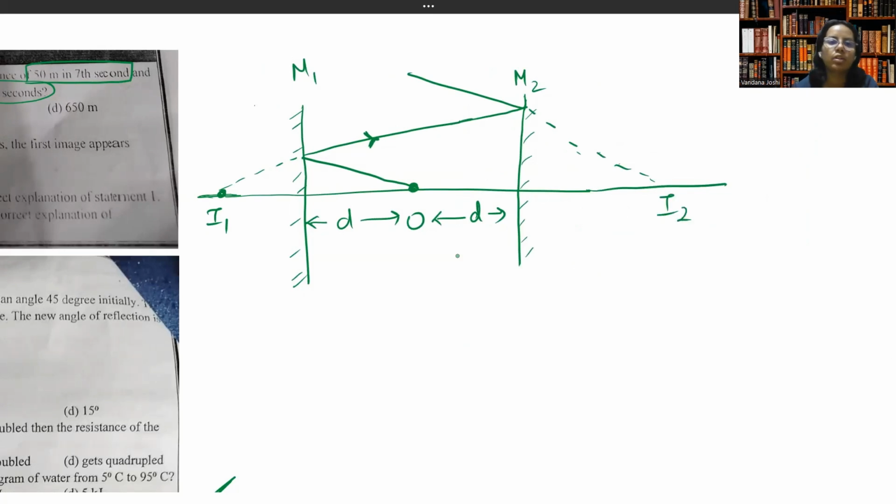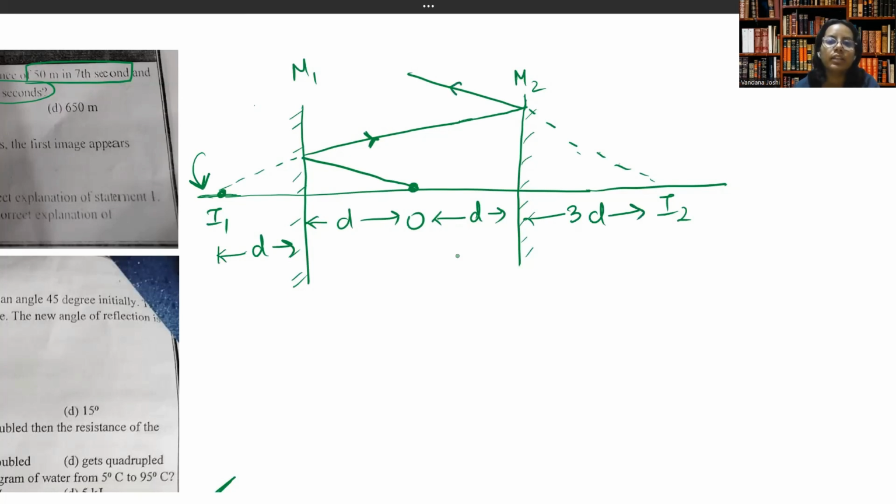Let's call it I2. We know that the distance of the image and the object is always the same in case of plane mirror. So for I1, the distance would be d because the object is at d distance from M1. Now for M2, the object is I1, which is at a distance of 3d. So the image will also be formed at a distance of 3d.